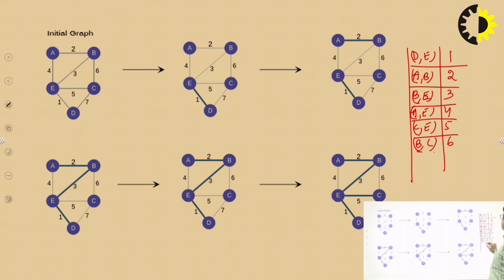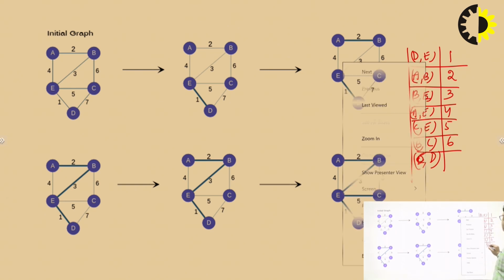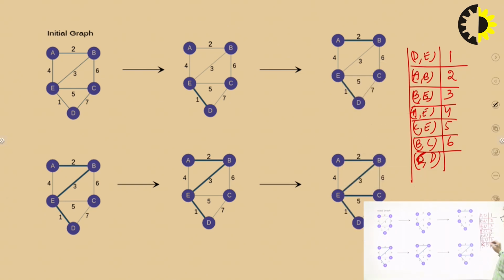Edge is there. Weight is 6. Okay. Then C to D. Sorry. C to D. Okay. C to D. Weight is 7. So in this fashion, you can arrange the edges.